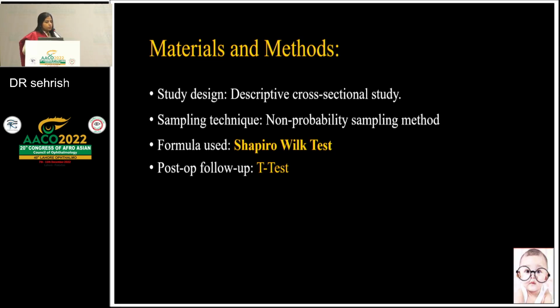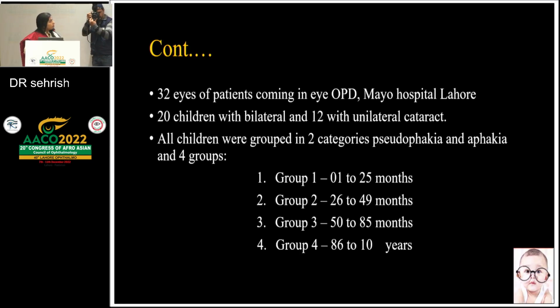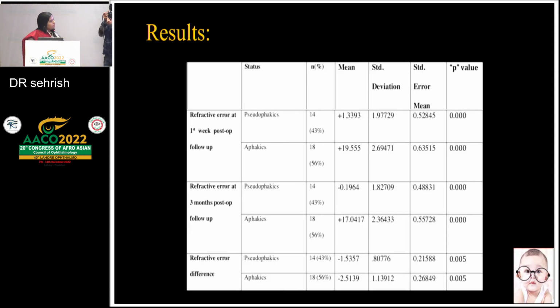There were 32 eyes of the patients. 20 of those children were with bilateral cataract, and 12 of them with unilateral cataract. I have divided them in 2 different categories, that was pseudophakia and aphakia, and 4 different groups based on their age. Pre and post detailed ocular examination was documented. And after that, we have received the results.